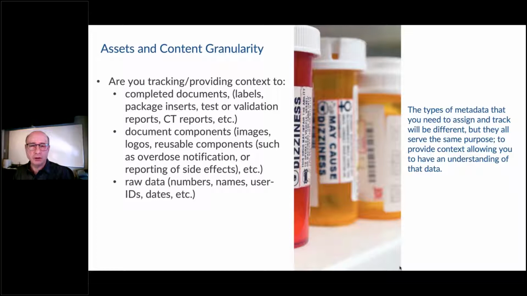That's another level. Are you looking at tracking or providing context for raw data? That is yet another level. You have to consider this level of granularity when you're working to define the metadata strategy. Remember, the point is to provide context to the data that you have or might be creating in the future. Next.